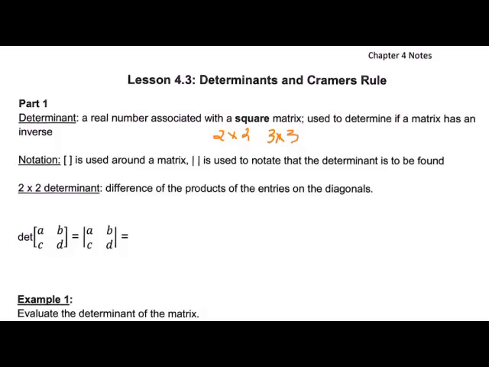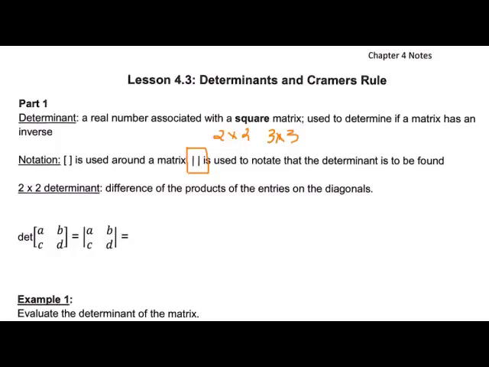So the notation for a determinant, the brackets are what we use for matrices. The straight lines right here are what we use to denote that the determinant is to be found. So think of these as like absolute value signs between the matrices. So again, the straight lines denote that we are finding the determinant.